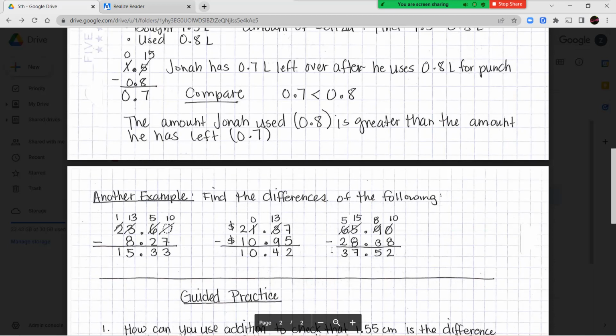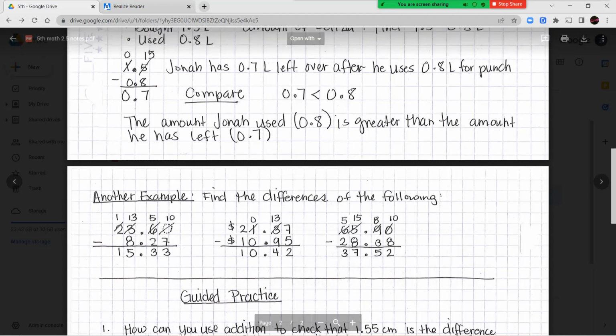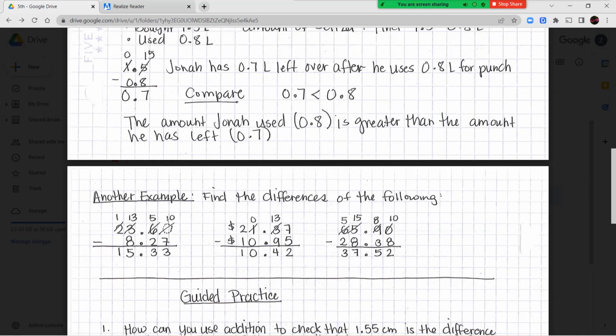So we're going to find the difference of the following. Now here I have 23 and 6/10 minus 8 and 27 hundredths. Now since there's nothing here in the hundredths place, I put a 0 as a placeholder. Now I can't do 0 minus 7, so I borrowed. So the 0 became a 10, and the 6 that I borrowed from became a 5. 10 minus 7 is 3. 5 minus 2 is 3.